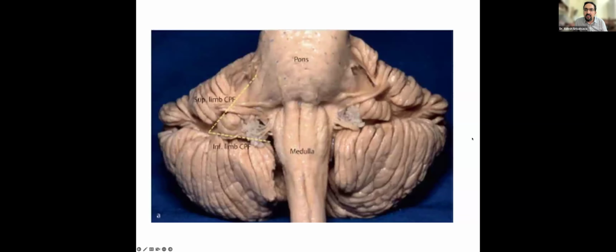So this CP angle is actually a region. It's a triangular or pyramidal region, where the petrosal surface of the cerebellum wraps around the pons, as seen in this cadaveric diagram, and the upper medulla, with the middle cerebellar peduncle forming the floor. This angle is formed by the superior and inferior limbs of the cerebellopontine fissure, the apex being lateral, and the fissure opening, the base, being in the medial portion.